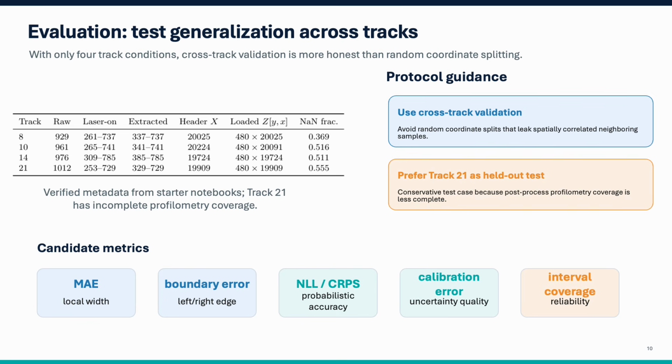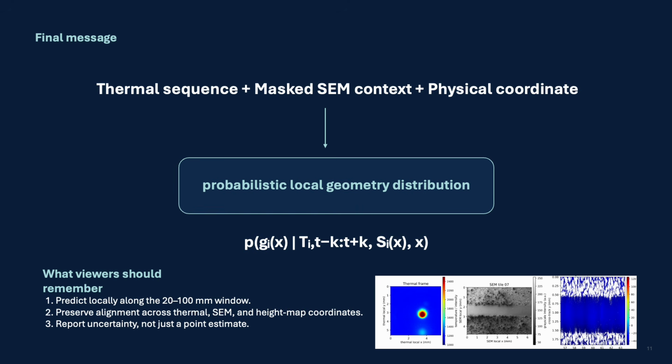These elements lead to the final message for the challenge. In summary, the challenge asks participants to combine a local thermal sequence, a masked SEM context, and the physical coordinate of interest to predict a probabilistic local geometry distribution. There are 3 main takeaways. First, predict geometry locally along the 20 to 100 millimeter analysis window rather than reducing the track to one global number. Second, preserve alignment across thermal, SEM, and height map measurements. Third, report uncertainty together with the prediction.